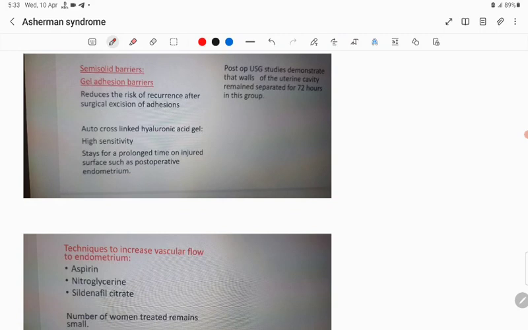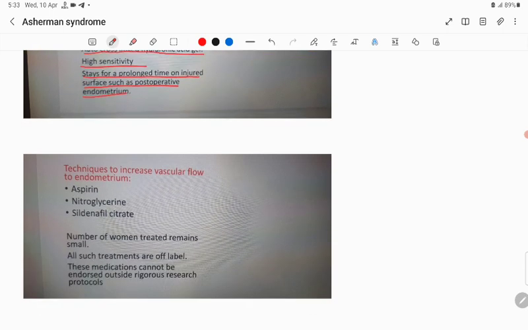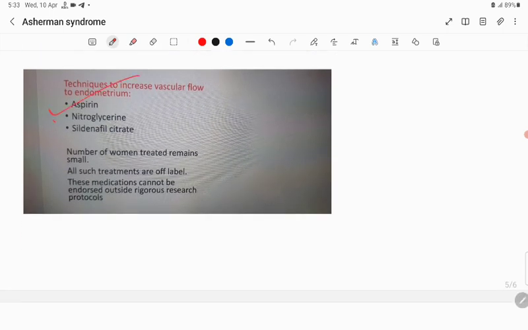Semi-solid barriers, such as gel adhesion barriers, reduce the risk of recurrence after surgical excision of adhesions. Auto-cross-linked hyaluronic acid gel stays for a prolonged time on an injured surface such as the post-operative endometrium. Post-op ultrasound studies demonstrate the walls of the uterine cavity remain separate in this group. To increase vascularity, we can use aspirin, nitroglycerin, or sildenafil.